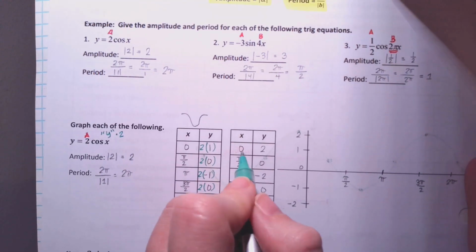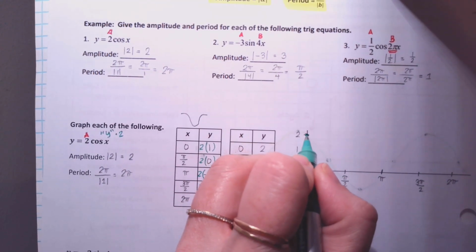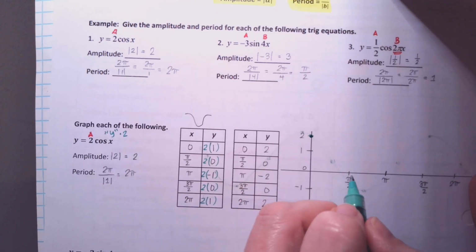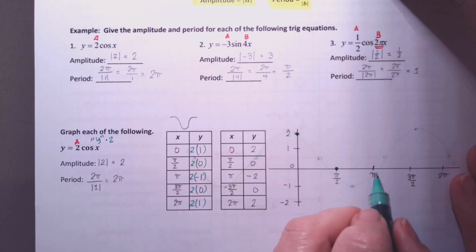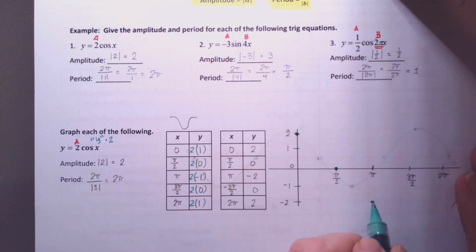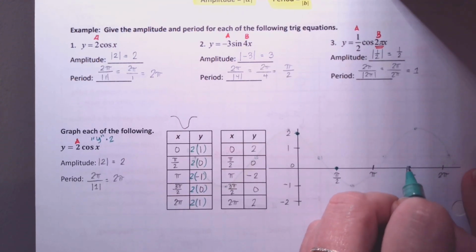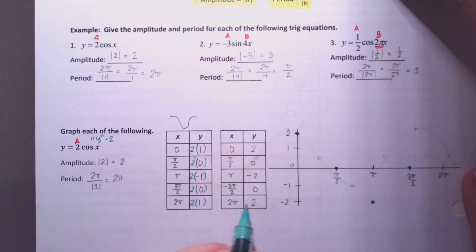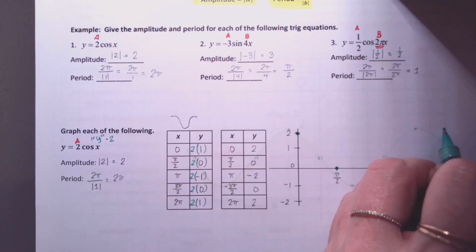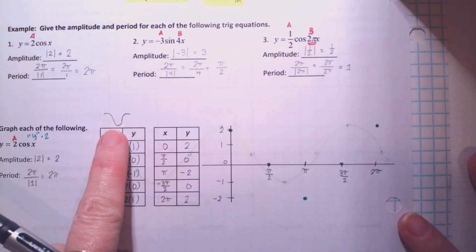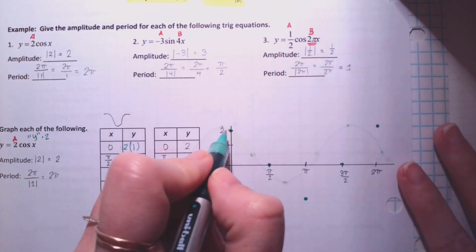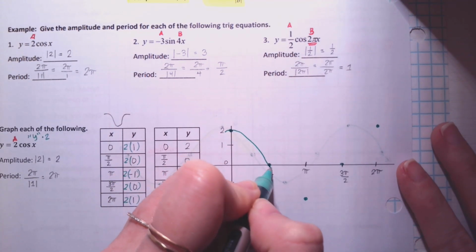Okay, so we'll have a point at 0, 2. We'll have a point at pi over 2, 0. And then at pi, we're at -2. At 3 pi over 2, we're back at 0. And then at 2 pi, we're back up at 2 again. And you're going to do your best to make it look like this, or better than this. Probably better than that. That's a terrible looking graph. There we go.